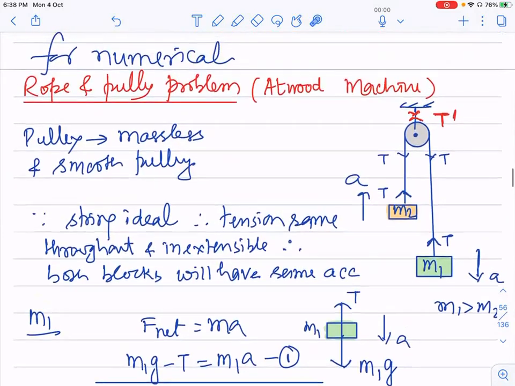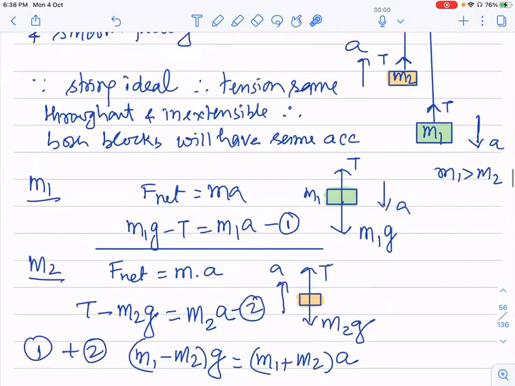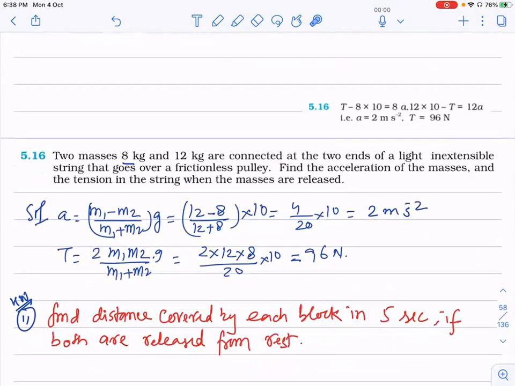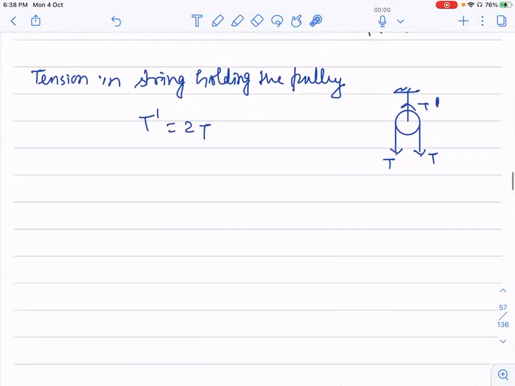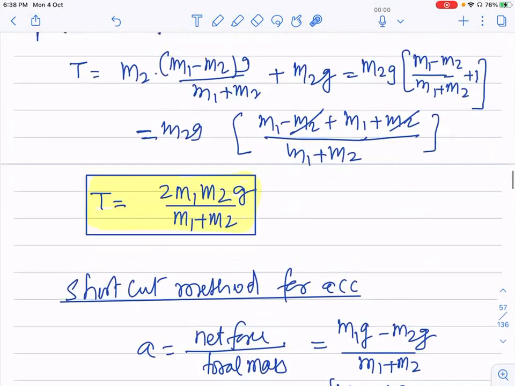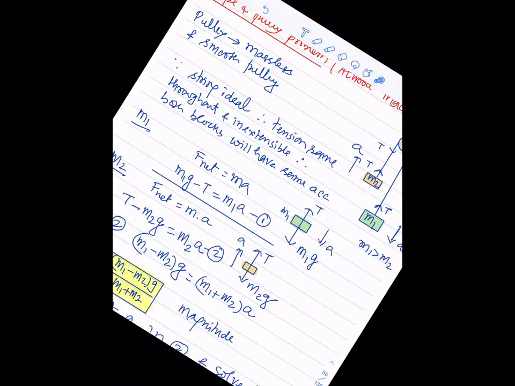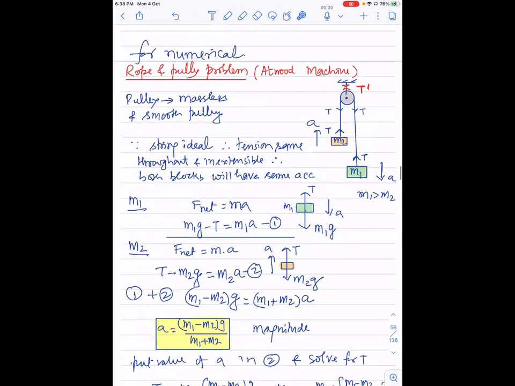Now, we have this question in the NCERT book. Two blocks are connected with a light inextensible string that goes over a frictionless pulley. For solving such questions, we have to learn the theory first, so we are doing theory. It is just for numerical sake, not for anything else. We are looking at it only to solve numericals. And this system is also called an Atwood machine.